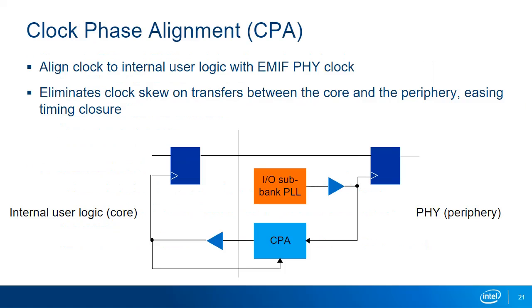To help improve timing between the user logic and memory interface, every subbank also includes a clock phase alignment block. The PLL in each subbank is designed to clock the memory PHY, as well as to provide an output clock signal for clocking the user logic. The CPA block adjusts the clock going to the user logic to account for skew between the core logic and the periphery. This operation can help in easing timing closure for transfers between the core and the periphery.